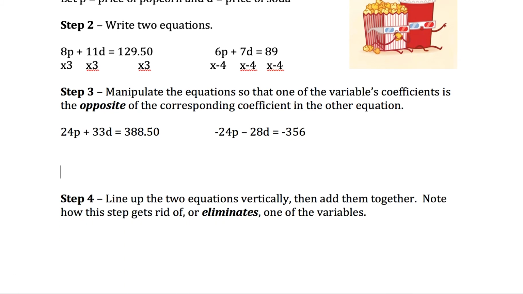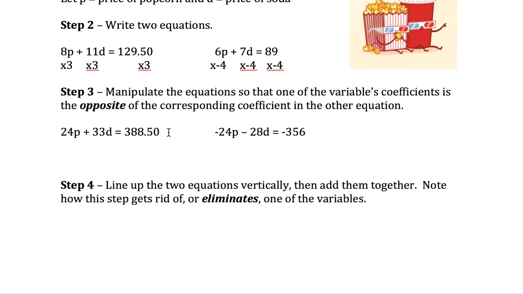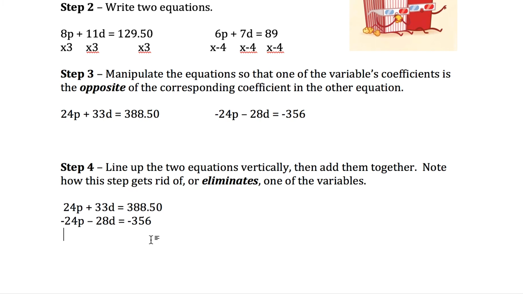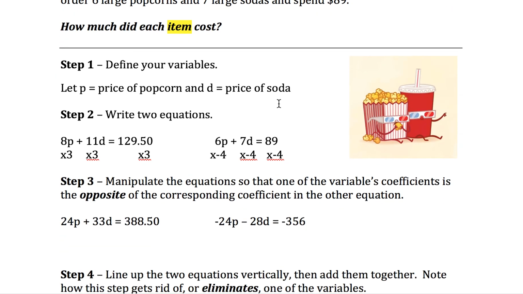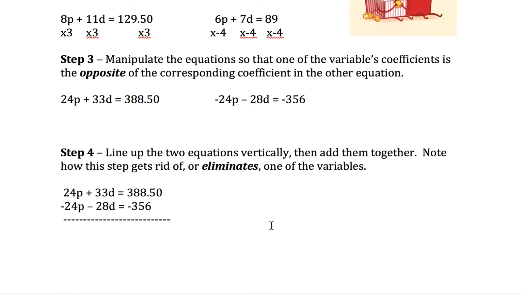And now we are going to line up the two equations vertically, then add them together. So I'm just going to write the second equation underneath the first one and add them together. Well, 24P plus negative 24P is 0P, is 0. So this term gets eliminated, which is how this method gets its name of elimination. So we're going to eliminate the P variable.